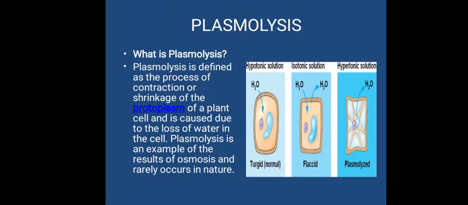Plasmolysis is defined as a process of contraction or shrinkage of the protoplasm of a plant cell and is caused due to the loss of water in the cell. Plasmolysis is an example of the result of osmosis that rarely occurs in nature.